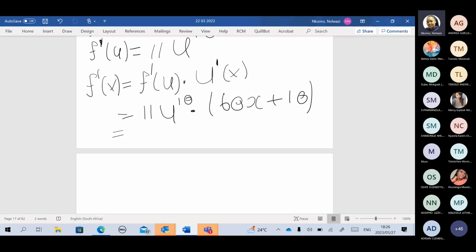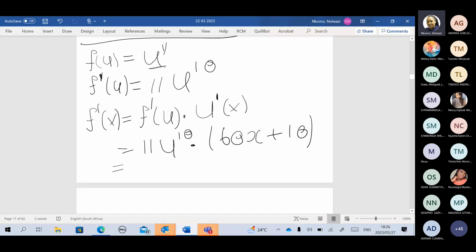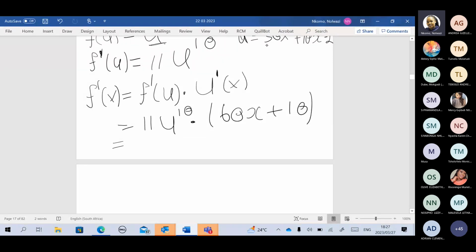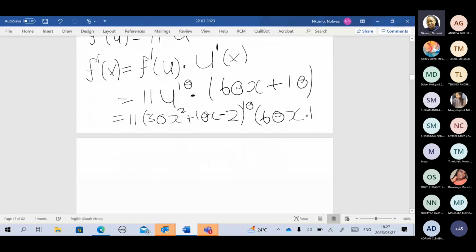But we know that we said U is equal to 30x squared plus 10x minus 2. Right, so the next step is to substitute this U back. So this means we'll have 11 into 30x squared plus 10x minus 2 to the power 10 times 60x plus 10.